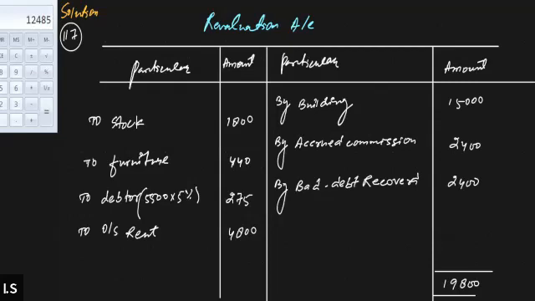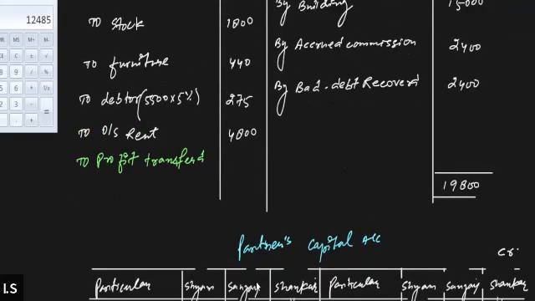So what is this 12,485? This will be treated as profit. Yes or no, everybody? Yes, sir. So 12,485 is the profit.